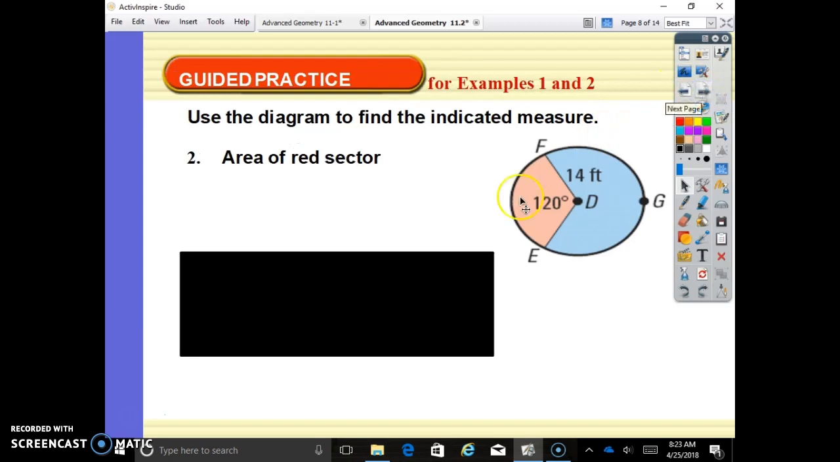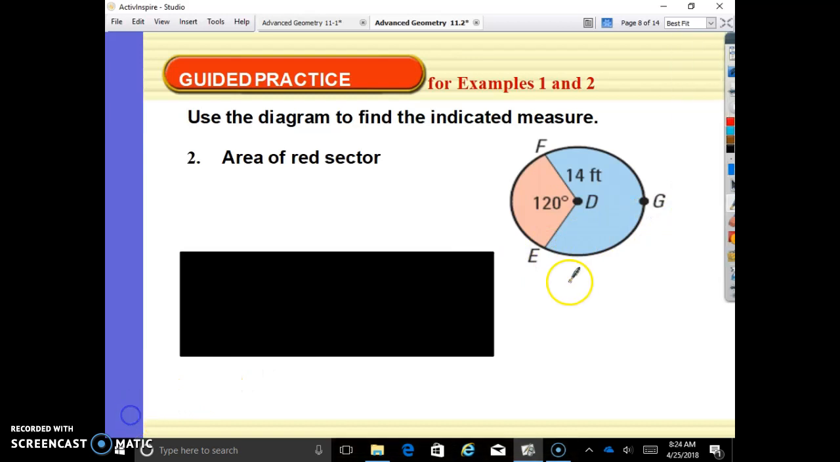Find the area of the red sector. Pause the video and attempt this one on your own. All right, so the area of the red sector. The red sector is 120 degrees out of a possible 360 degrees equals what part of the area out of the whole area? Pi r squared. 14 squared pi. Cross products and solve.